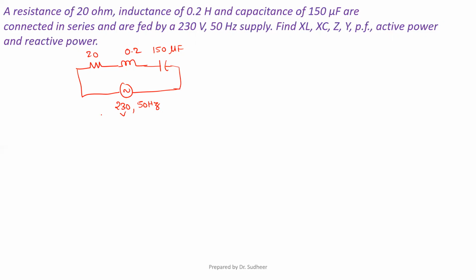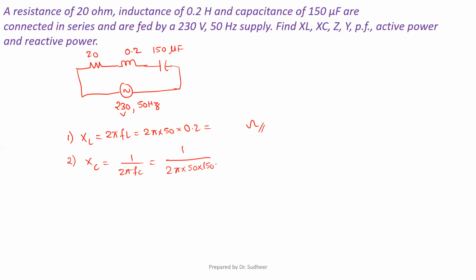Okay, so first find out XL. Very simple question. XL is equal to 2 pi F L, so 2 into pi into 50 into L, that is 0.2. Units is ohms. We can do the calculation later. XC is 1 by 2 pi F C, that is 1 by 2 pi into 50 into C value, which is 150 into 10 power minus 6. The units of XC is also ohms.